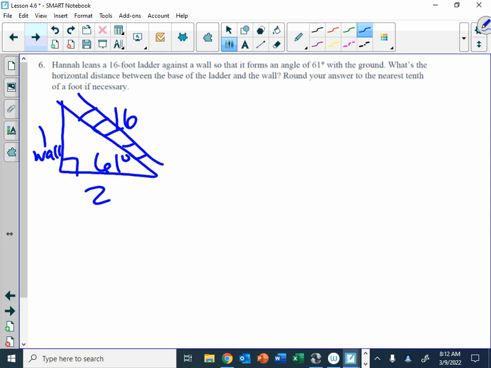What is the horizontal distance between the base of the ladder and the wall? 1 or 2? 2. Horizontal distance, that should give it away immediately. Horizontal, that's 2. Left and right. It's asking the distance between the base of the wall and the base of the ladder. So the bottom of the ladder is here, the bottom of the wall is here, that's 2. So that is your X.